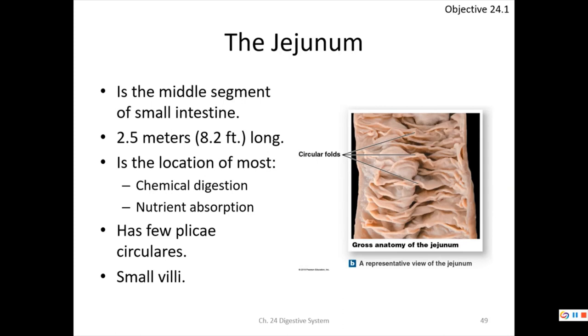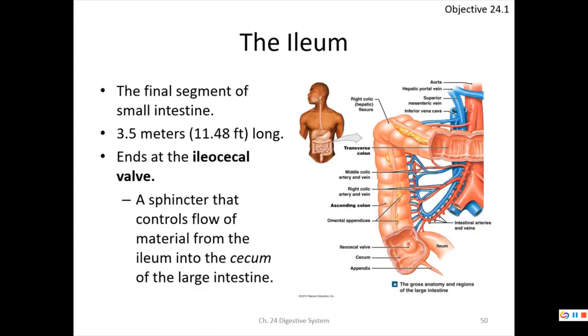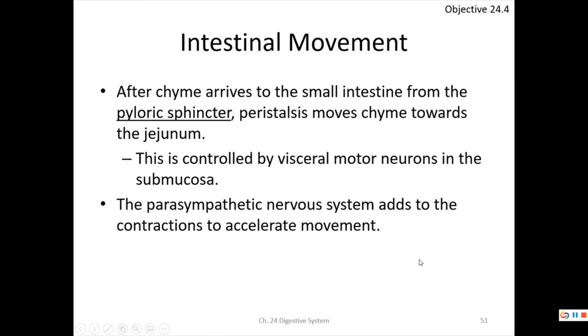There aren't that many plica circularis, and they get small, and the villi get smaller. Then we enter the ileum, the last part. It's actually 3.5 meters or 11.48 feet long, so quite long. At the end is the ileocecal valve that enters into the cecum. Intestinal movements are controlled by smooth muscle. Visceral motor neurons in the submucosa control peristalsis to move chyme towards the jejunum. The parasympathetic nervous system accelerates that. Sympathetic would, of course, slow it down.